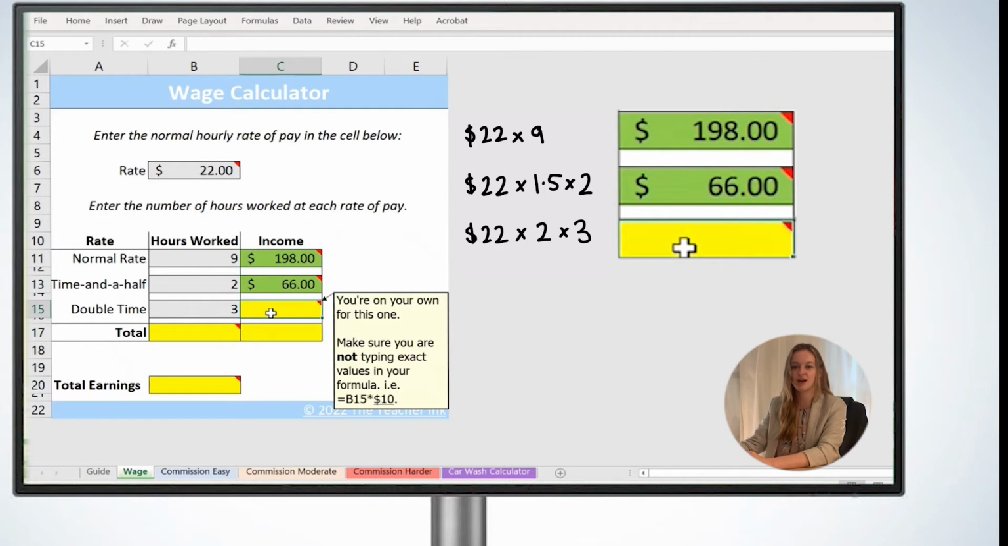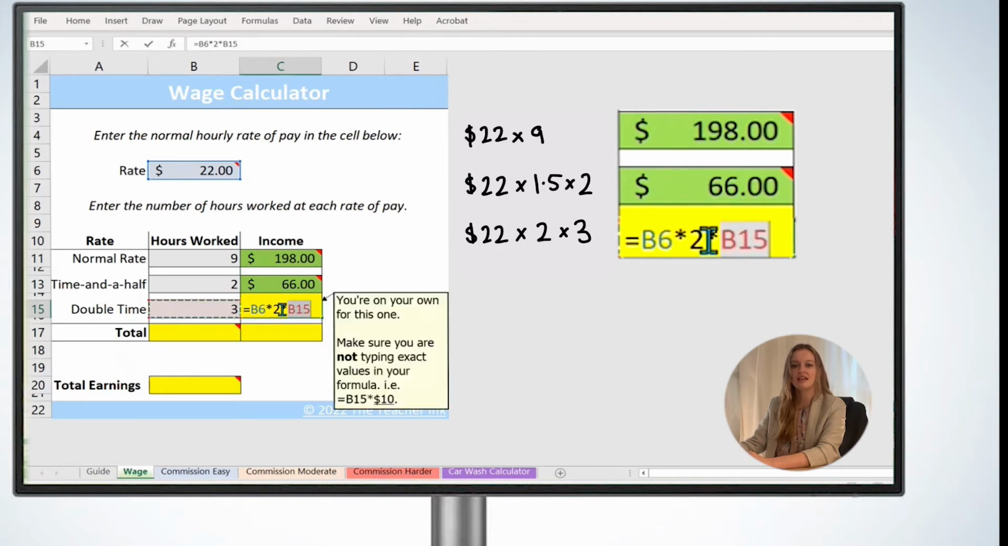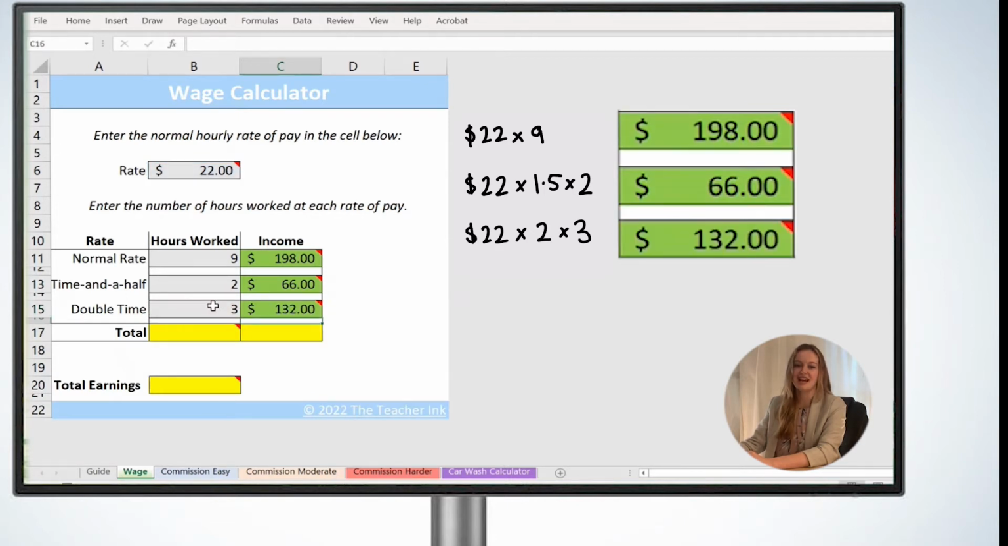Click on the cell we want to write the formula in, and type equals to indicate that we want to construct the formula. $22 per hour multiplied by 2, our penalty rate adjustment, then finally multiply that by the cell that contains the 3. Hit the Enter key and voila! We have our 3 different incomes at each rate of pay.